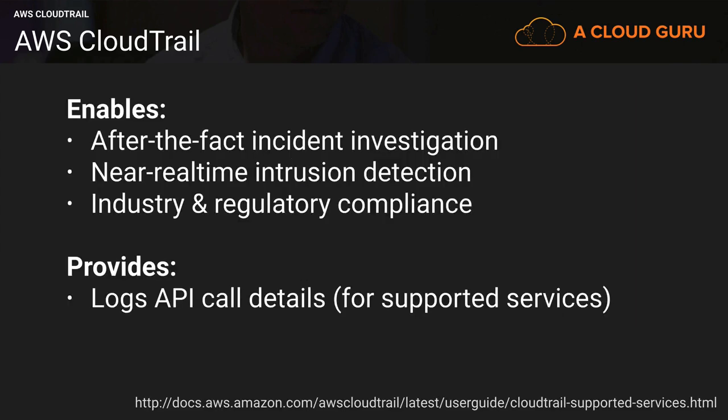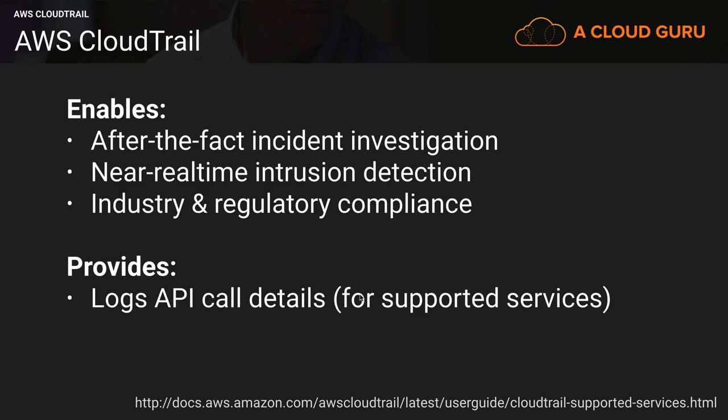So what does CloudTrail enable us to do? Well, we get after-the-fact incident investigation. If something goes on inside our AWS account, we can go back and look at the CloudTrail logs and see what exactly happened. And we get near real-time intrusion detection. We can see as soon as somebody provisions a resource, that's going to be recorded in CloudTrail, and we'll be able to see that as well. It also gives us industry and regulatory compliance, because as soon as you turn CloudTrail on, suddenly you have an audit trail.